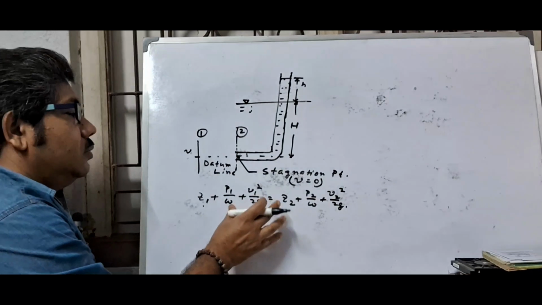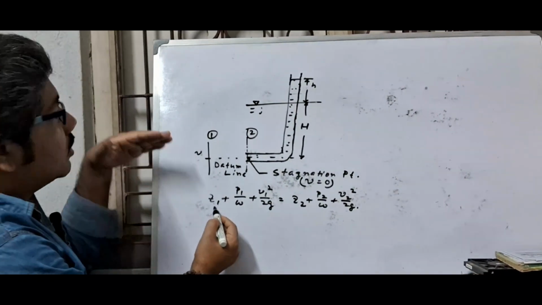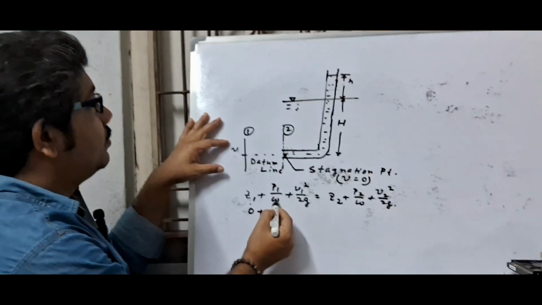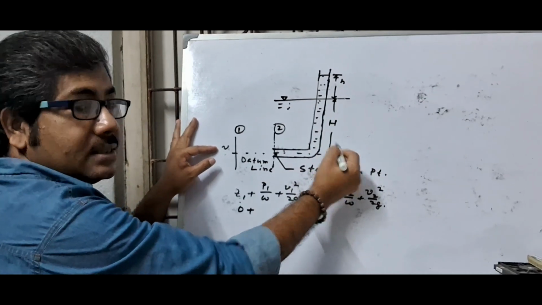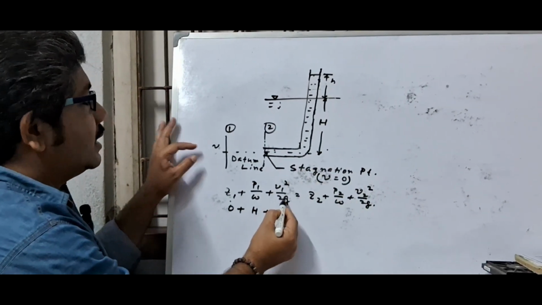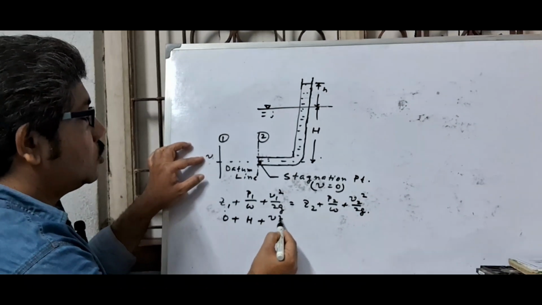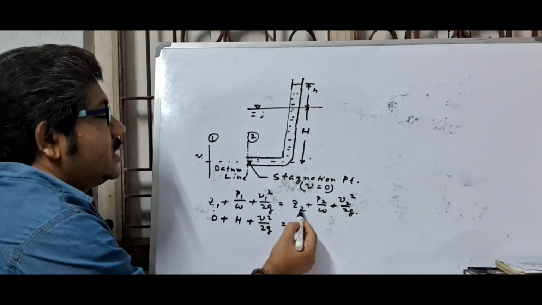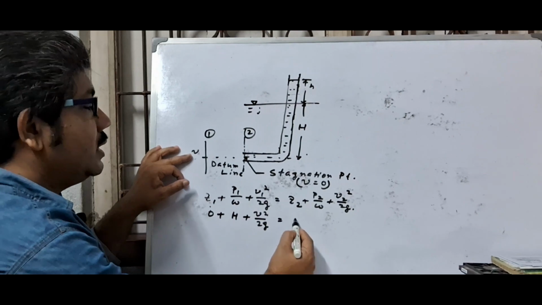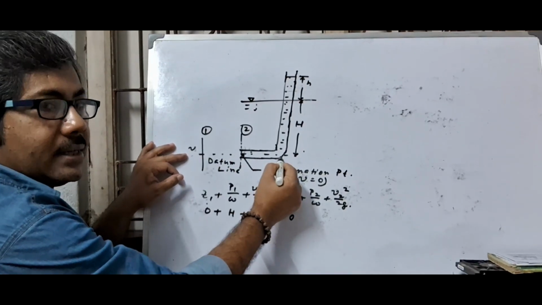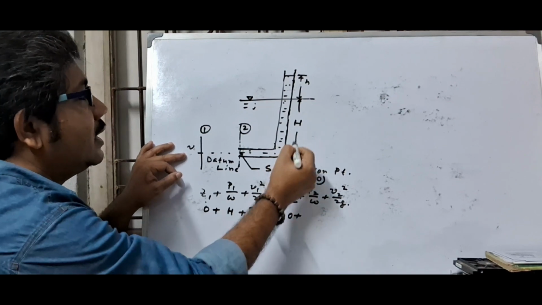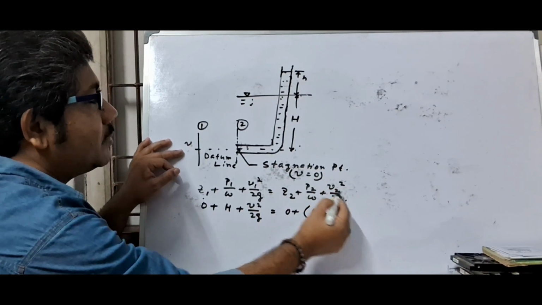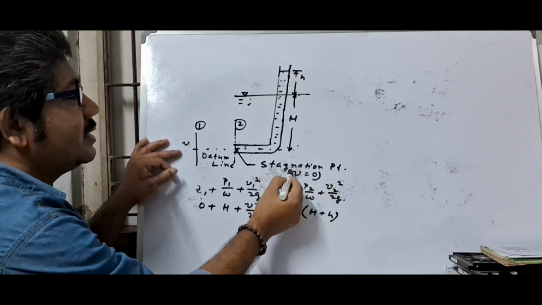Now putting the value, here Z1 is 0 because this datum line is horizontal. Here pressure head P1 by omega, this is capital H. And here kinetic head, here the velocity V, so here kinetic head V square by 2g. Now at 2 section, here potential head Z2 is also 0 because this is also at datum line, plus pressure head, here capital H plus small h. Look at the figure. And here velocity head is 0 because this is at stagnation point.